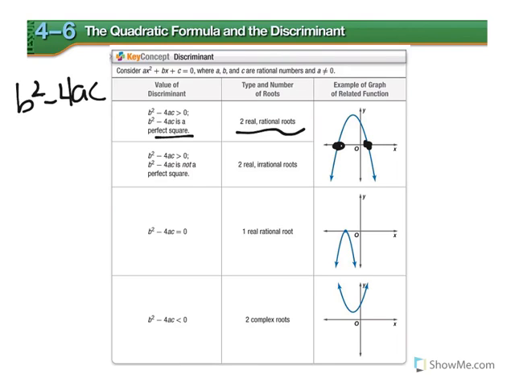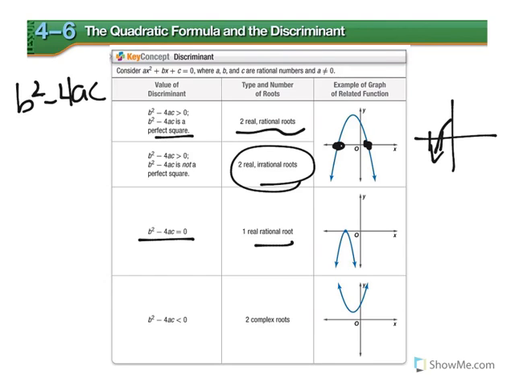If you get b squared minus 4ac greater than 0, and it's not a perfect square, it means you're going to have 2 real irrational roots. They're still going to cross the x-axis, but they might not land on pretty points. If b squared minus 4ac is actually equal to 0, you have 1 rational root. That means it's just barely going to touch the x-axis.